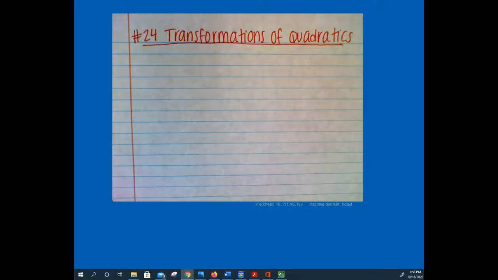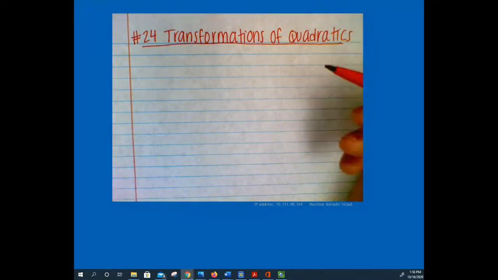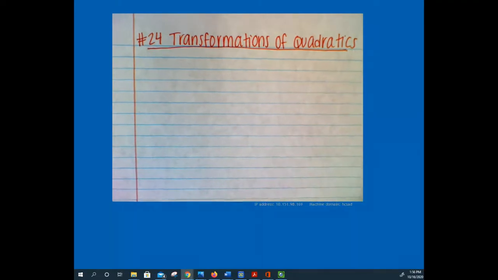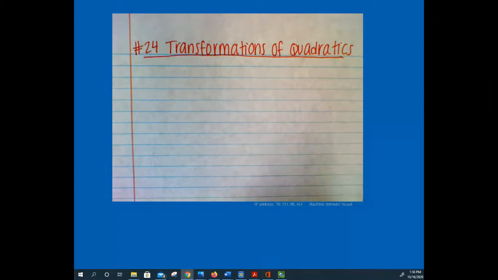Today we're going to talk about transformations of quadratics, and this is something that you might want to have two colors for, so either a pen and a pencil or whatever you have today, just to make sure that you can see what's happening to the quadratic.